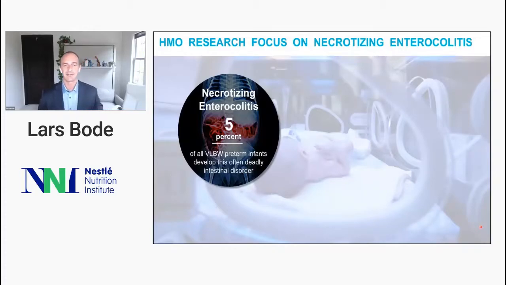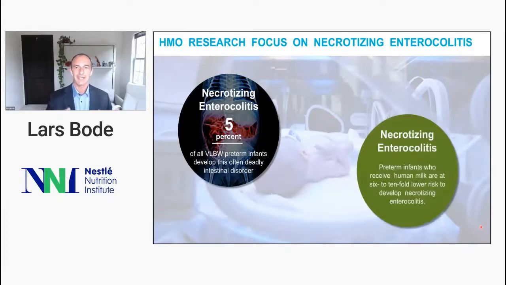So necrotizing enterocolitis is still a huge burden for the preterm infant. About 5% of all very low birth weight infants develop this often deadly disease. And on the other hand, we see that preterm infants who receive human milk are at a 6 to 10-fold lower risk to develop NEC. And we want to know what is in human milk that makes it so powerful to save preterm infants from this devastating disease.